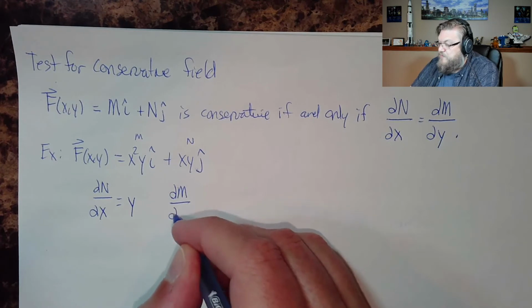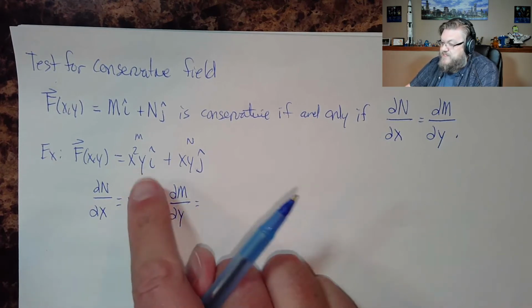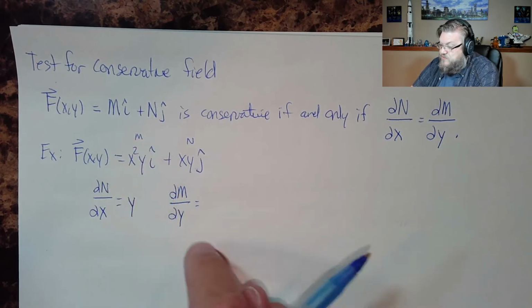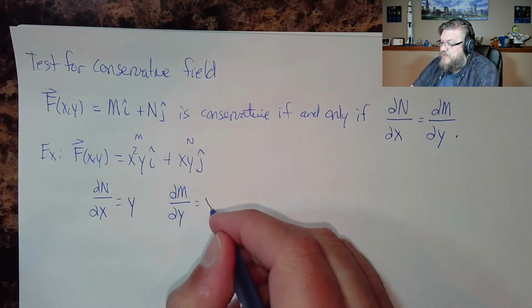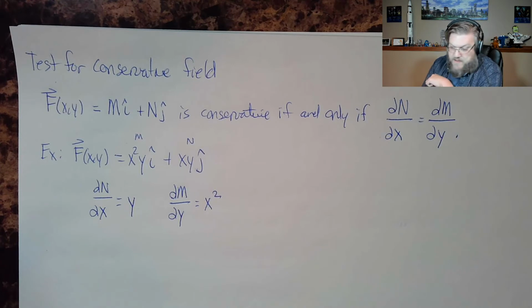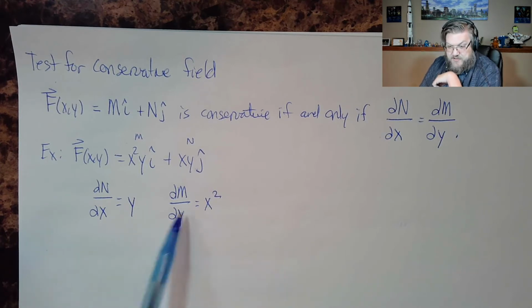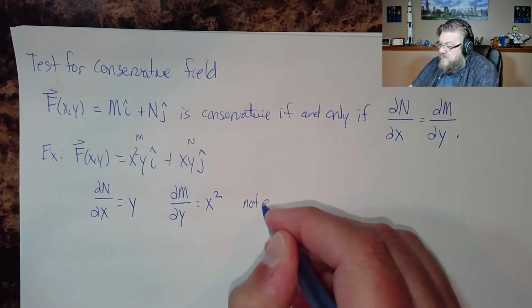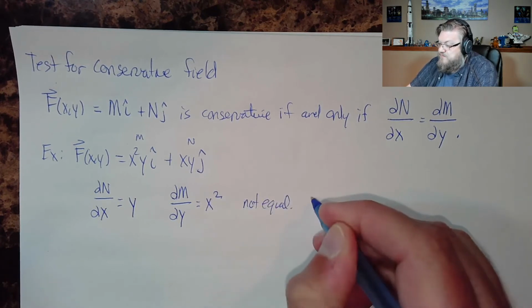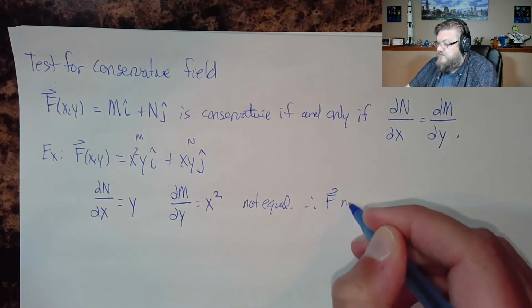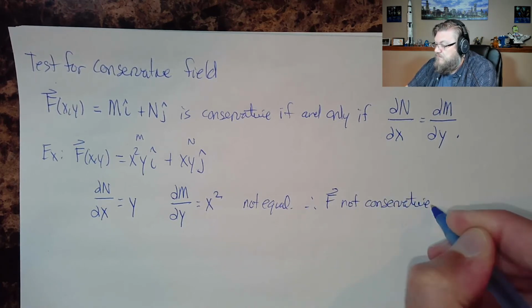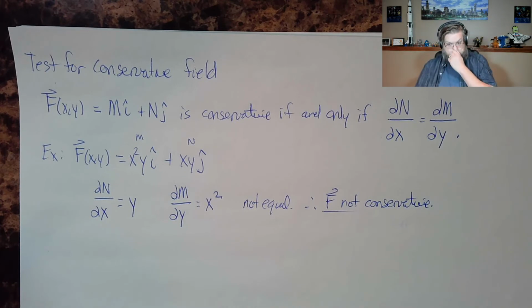The partial of m with respect to y, that means I'm looking here and taking the derivative with respect to y, which should be x squared. Okay? And you can see that these two partials are not equal. So therefore, F is not conservative. F is not conservative in this case.